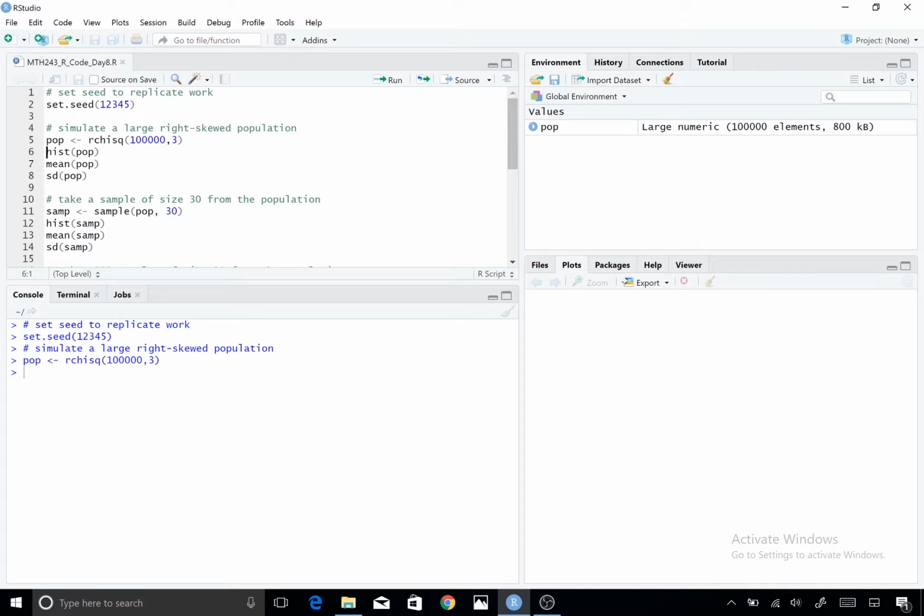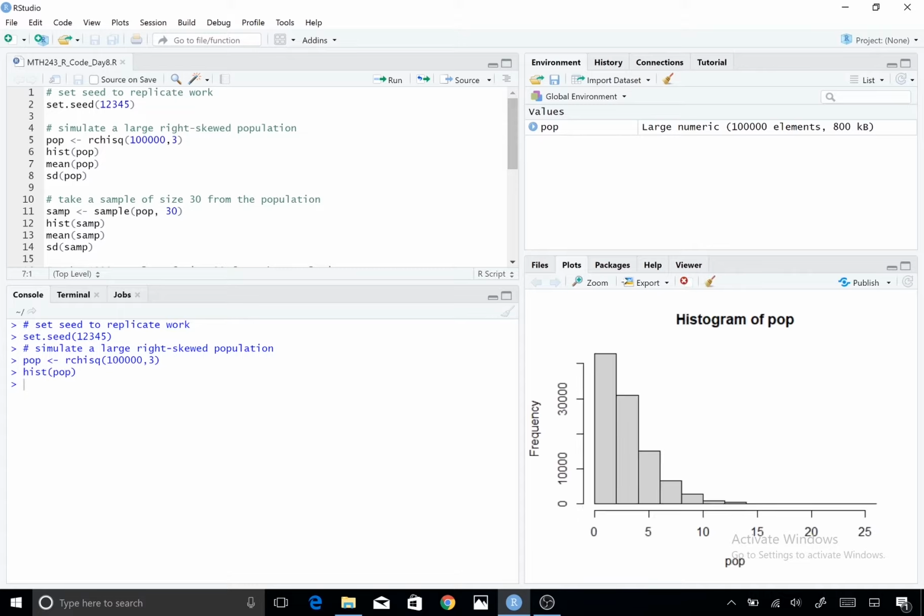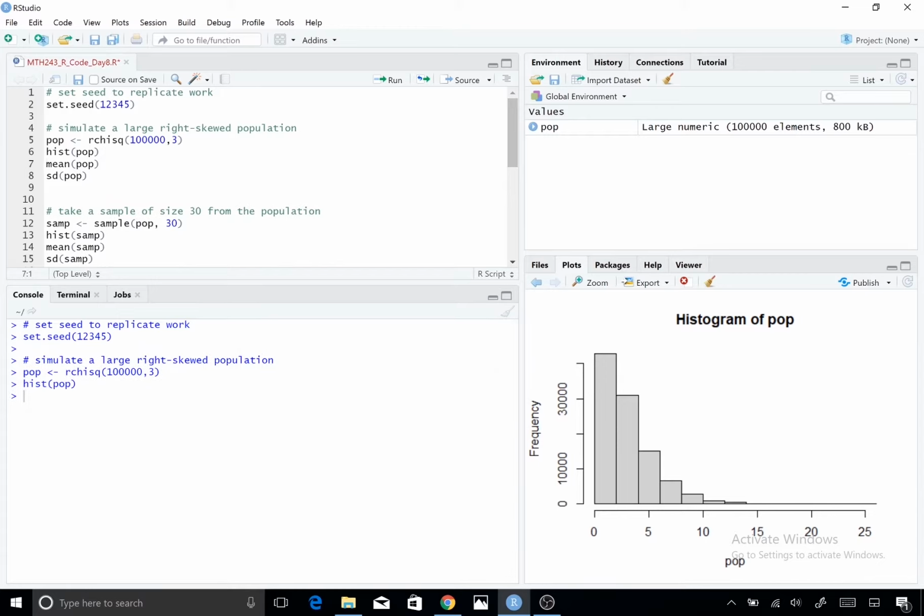and I'll draw a histogram, and there's my population. It's right-skewed, just like I wanted. The population mean is about 3. The population standard deviation is about 2.445, and I'm going to enter these as notes so I can keep track of them. These are the population values, remember. Mu equals 3, sigma equals 2.445.